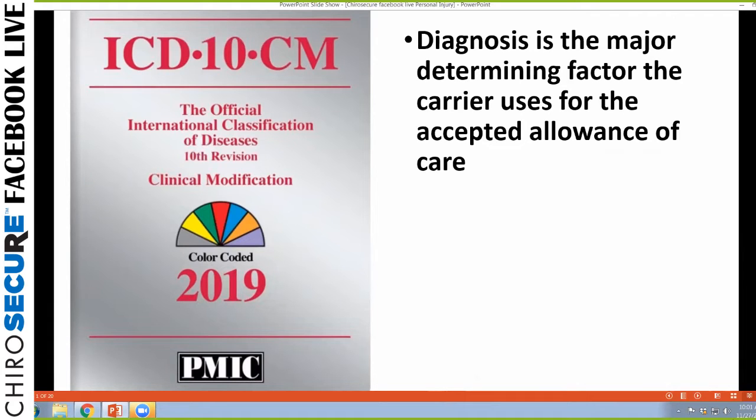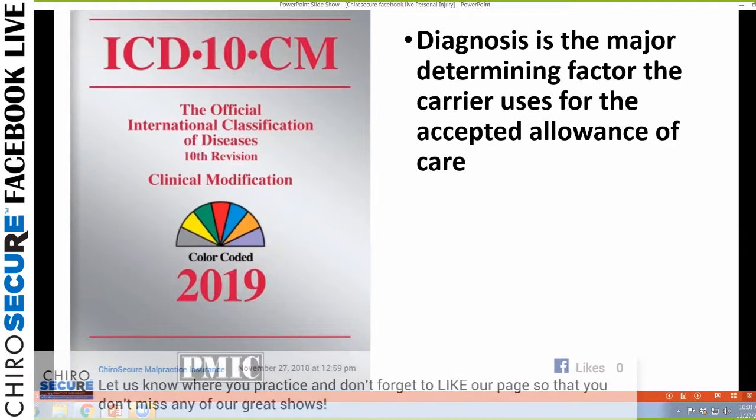Diagnosis is the major determining factor that a carrier uses for the accepted allowance of care. In other words, the more severe the condition, the more care you get. The more simple the condition, the less care. Certainly makes a lot of sense. So do make sure, am I using the right codes to designate the level of care that I'm providing?